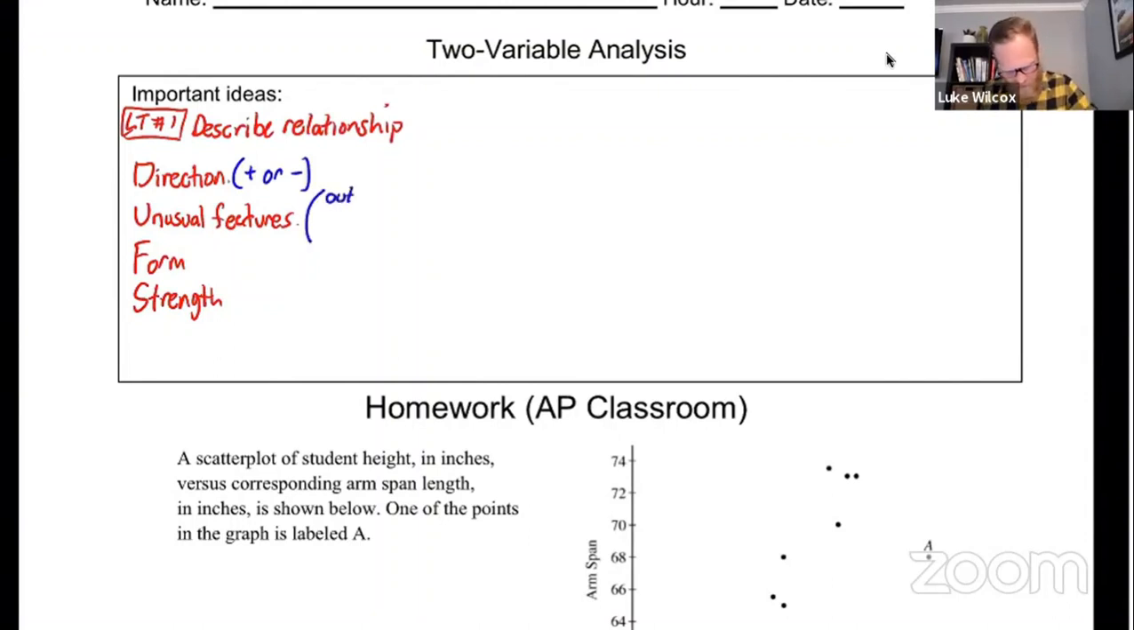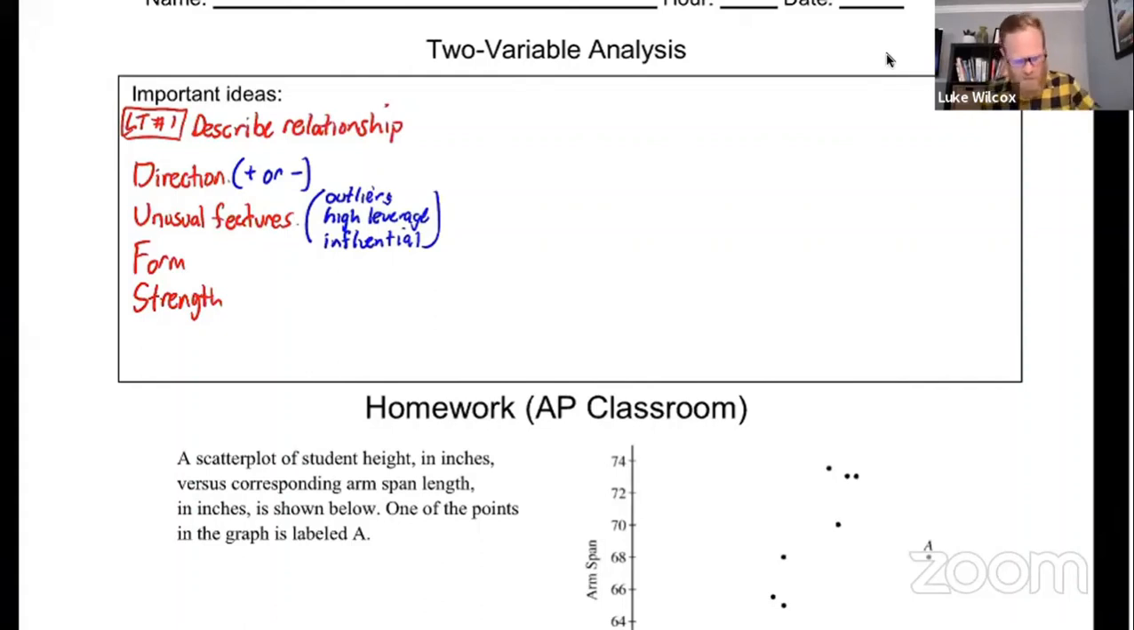We had outliers, which don't follow the general trend of the data and do have a large residual. We have high leverage points, which are going to be points way down on the x-axis or way up on the x-axis. And then we have influential points, which are ones that if you were to remove them would make big changes on the slope, the y-intercept, or the correlation value R.